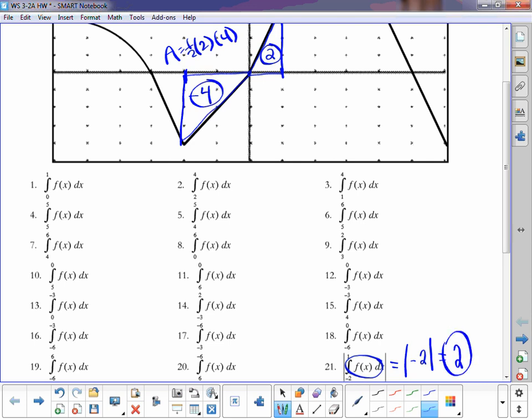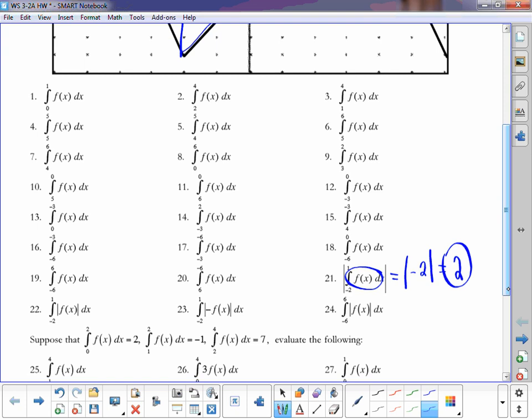Now this is different from number 22. So number 22, you are first doing the absolute value of the function. And what does the absolute value do?